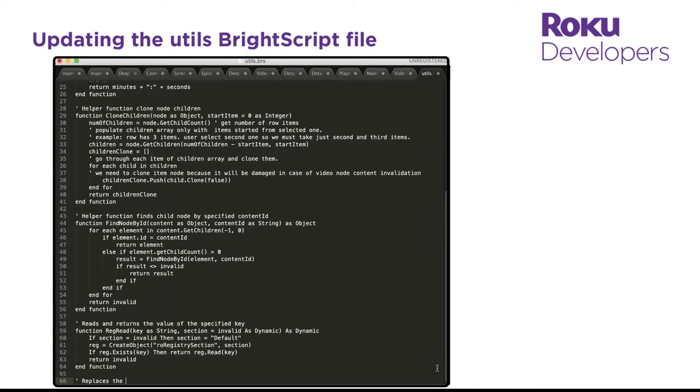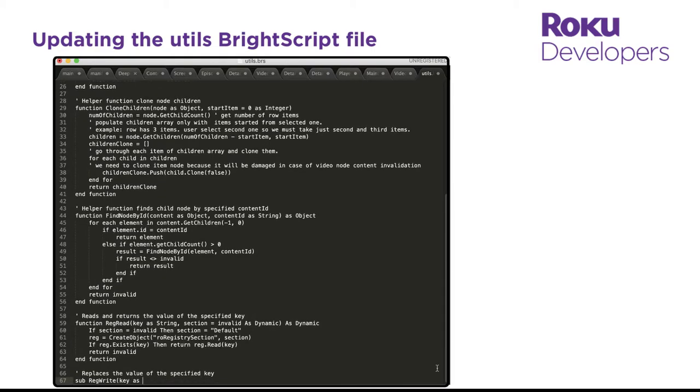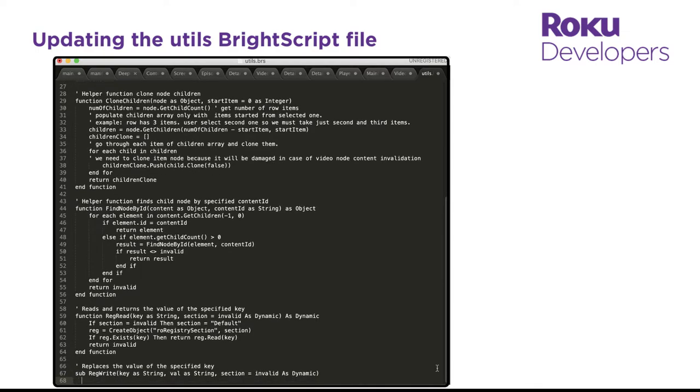Next, let's create the regWrite method, which is used to save the user's playback position for a video in the device registry. It takes the name of the key and the value to be saved, and the registry section in which to store them, which is set to invalid by default. Just like we did for the regRead method, we'll first check whether registry section was passed into the method.